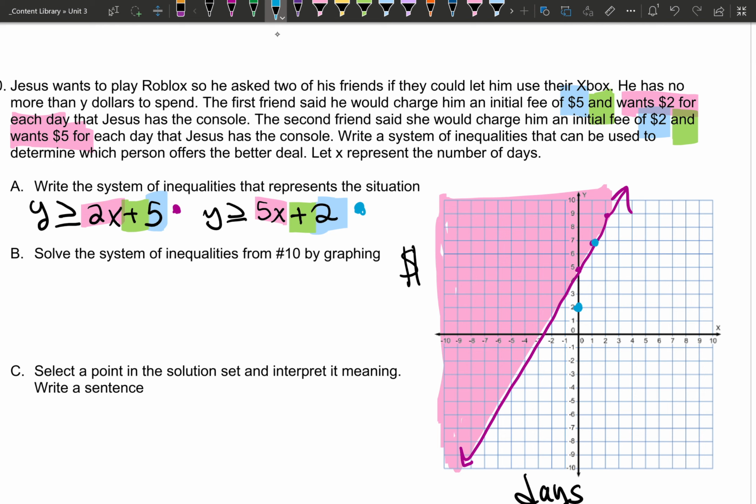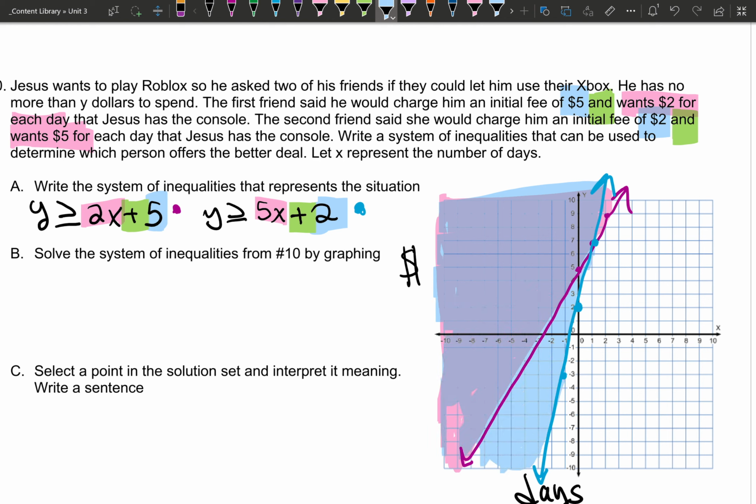Oh, that looks like all the room I have. I'm going to go the other direction. There we go. And I'm going to connect it with a solid line. It is also shaded up, so I'm going to shade everything over here. You should see this area where they're crossing. Okay, select a point and let's write a solution.